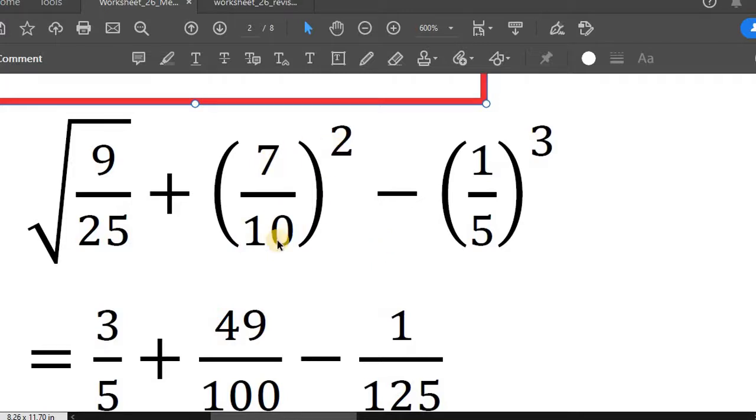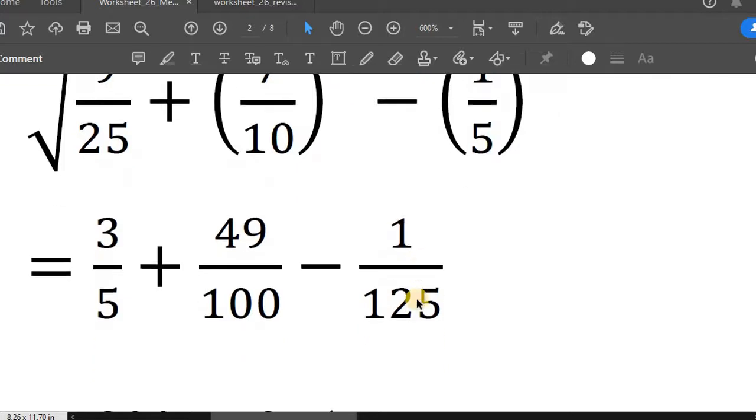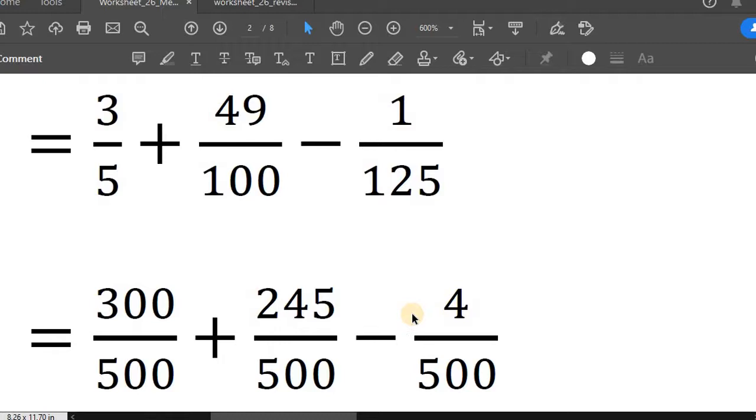7 squared, 49. Let's just scroll down a little. We're saying 7 squared, 49. 10 squared, 100. Right? A minus sign came down there. 1 cubed, 5 cubed. There we go. 5 cubed, 125. 1 cubed, 1. Then you need to find your lowest common denominator. Now this is something that learners have trouble with most of the time, right?